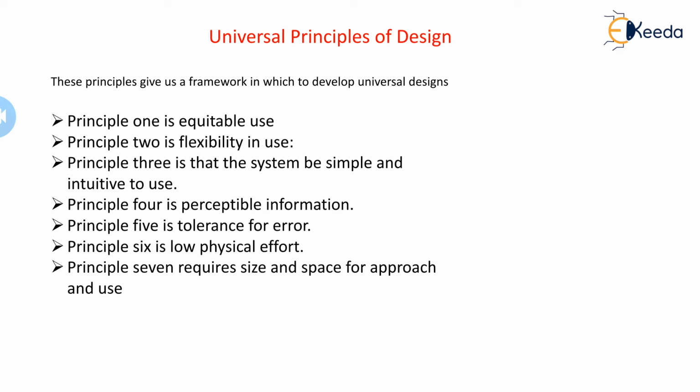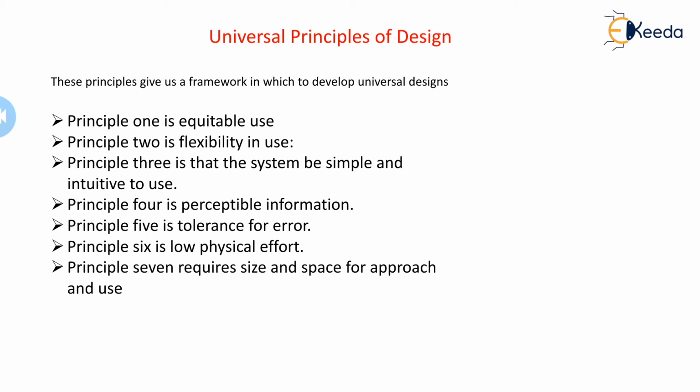They were intended to cover all areas of design and are equally applicable to the design of interactive systems. These principles give us a framework in which to develop universal design. So principle one is equitable use. The design is useful to people with a range of abilities and appealing to all. No user is excluded or stigmatized. Wherever possible, access should be the same for all. When identical use is not possible, equivalent use should be supported.